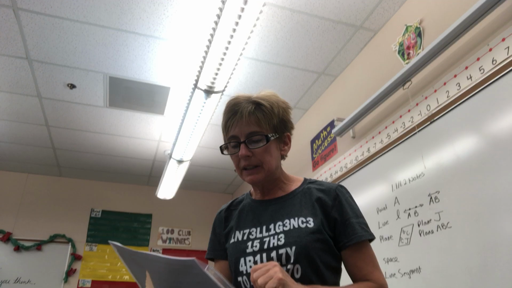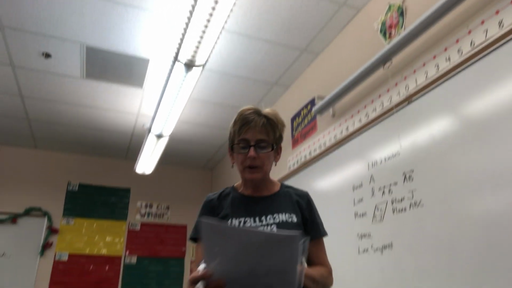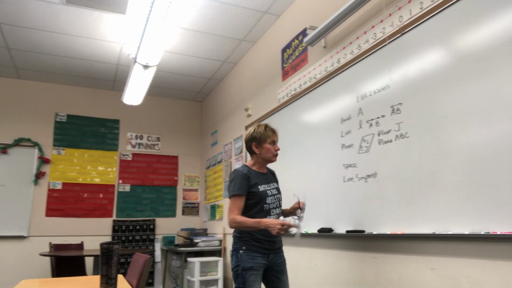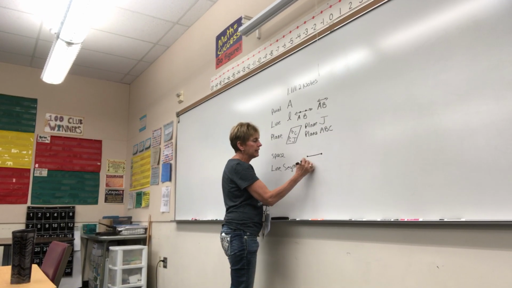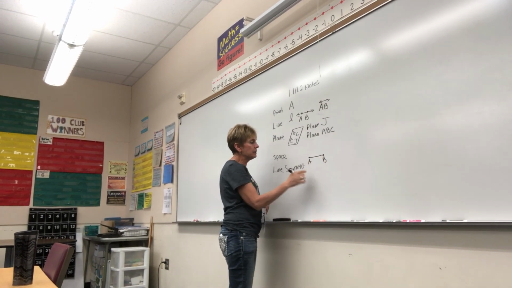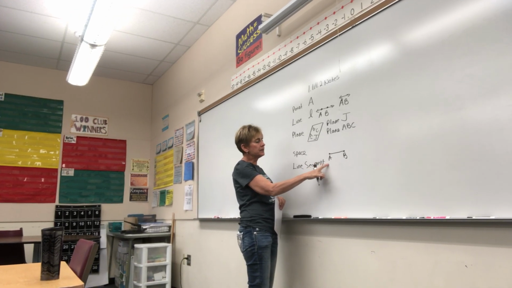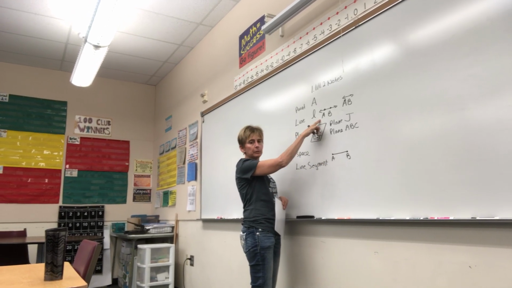So I'm going to keep reading these to you and just ask you to write down the pictures. A line segment is a part of a line that consists of 2 points and all the points between them. So to draw a line segment, it's similar to when we draw a line, but notice, can you see what the difference is here? What's the difference between this picture and this one up here?